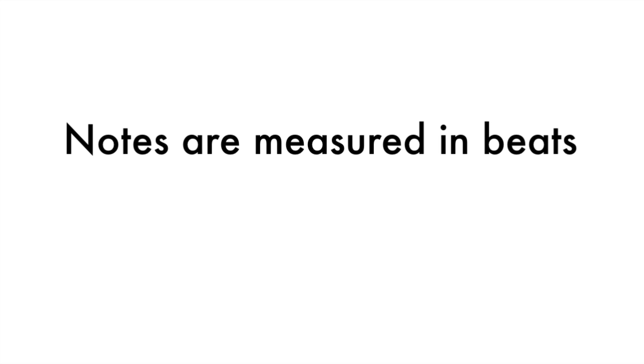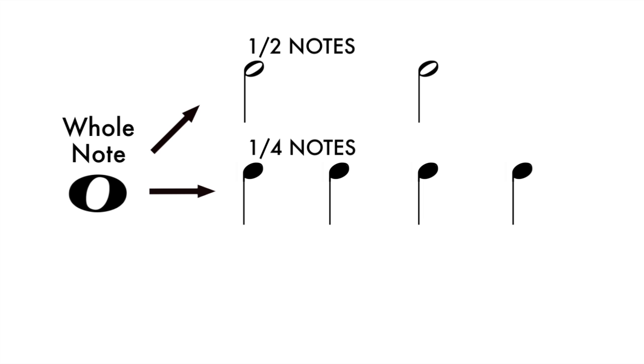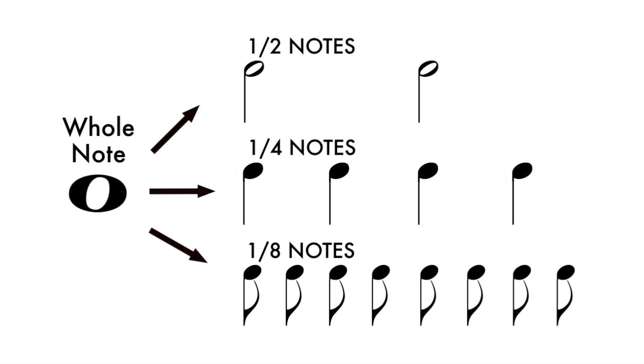Notes are the building blocks of music. A note's length or duration is measured in beats. Let's quickly look at the different note values. A whole note's duration is the same as 2 half notes or 4 quarter notes or 8 eighth notes.